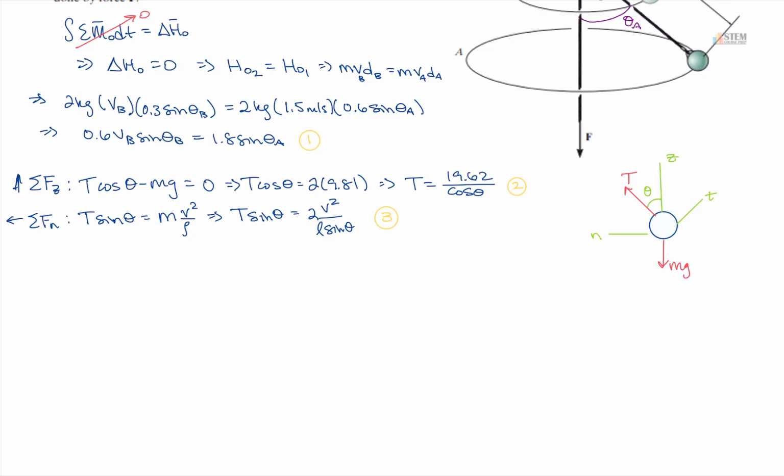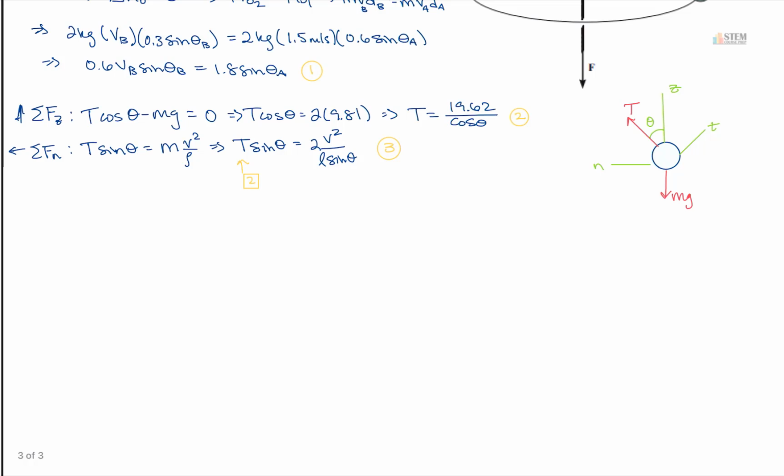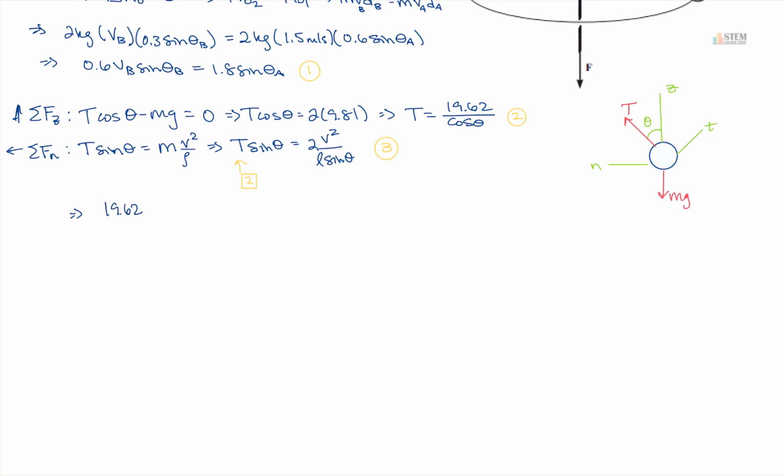Okay, so now I've got that. Let's go ahead and look at our equations. I've got T in both of these. So let's plug equation 2 in right here and see what we can get with that. Okay, I don't know why it made a square, but it did. And if we do that, we get 19.62 sine theta over cosine theta. And then we're going to set that equal to the 2v squared over L sine theta.